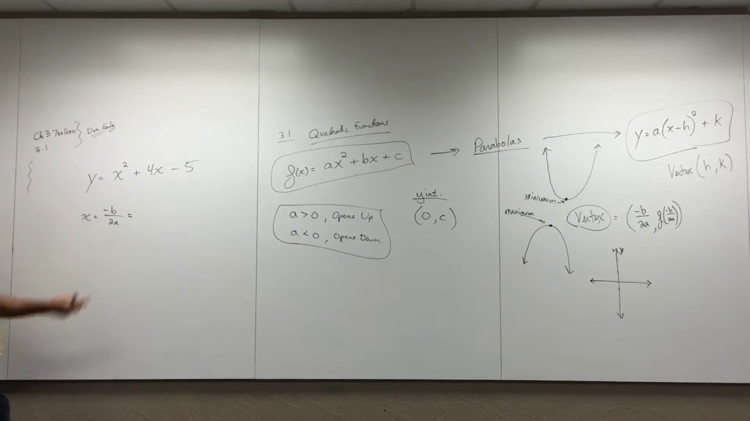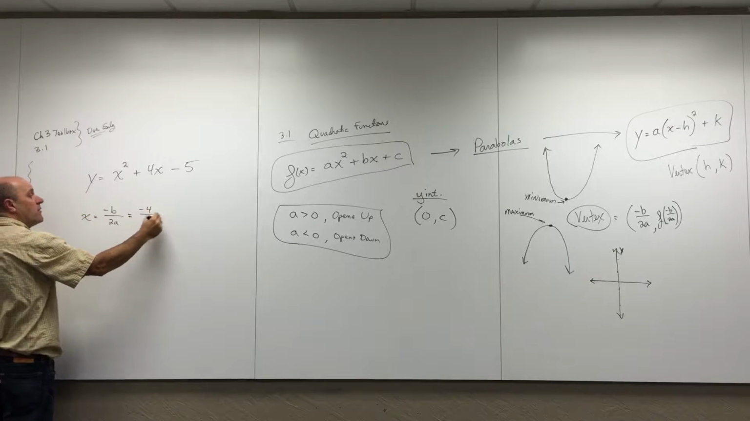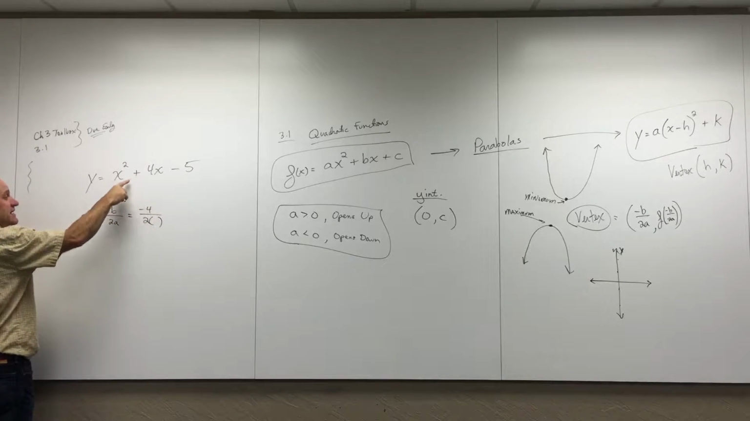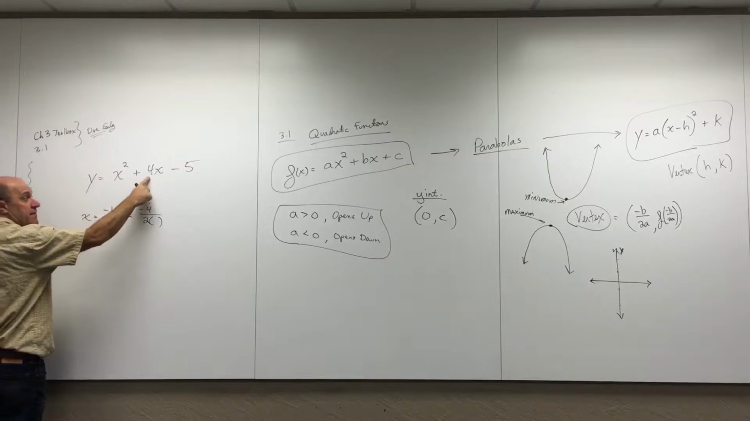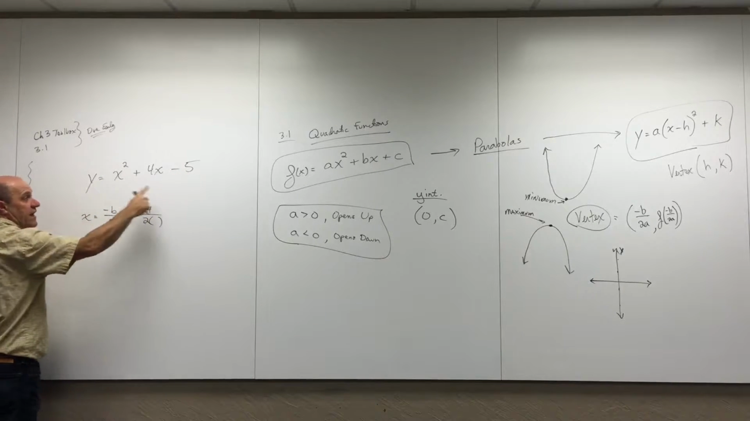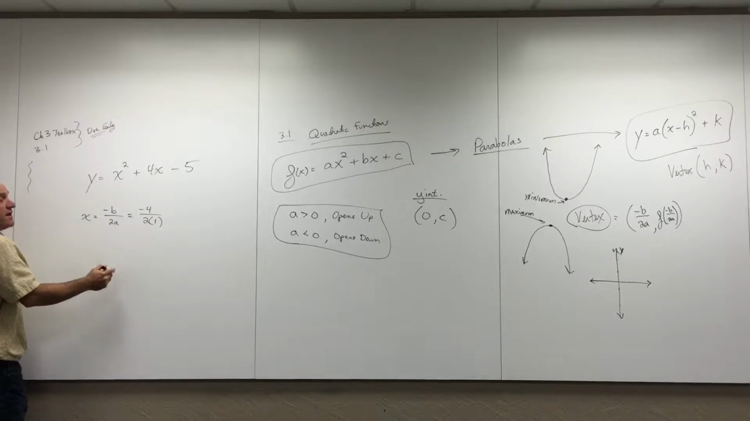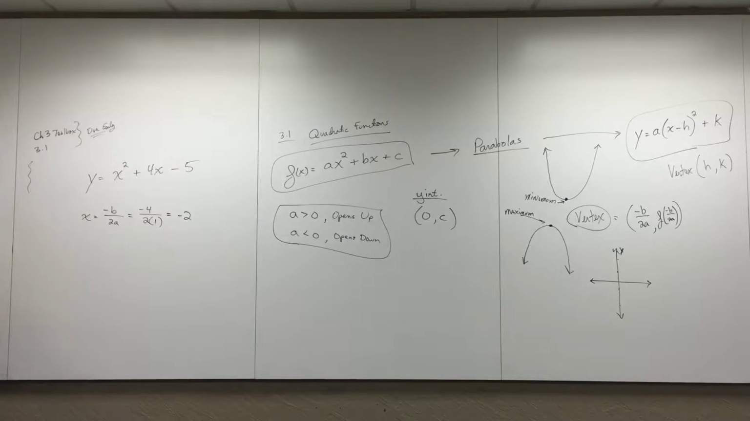What is b? 4, thank you. So it's negative 4 over 2 times a. What is a? 1. A is a 1, right? My a, my b, and my c is negative 5, right? So yeah, negative 4 over 2 times 1. This is negative 4 over 2. This is negative 2. That's not the vertex. That's the x value of the vertex.